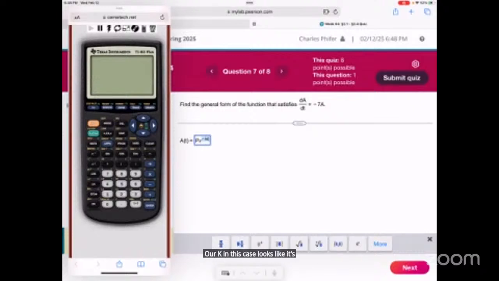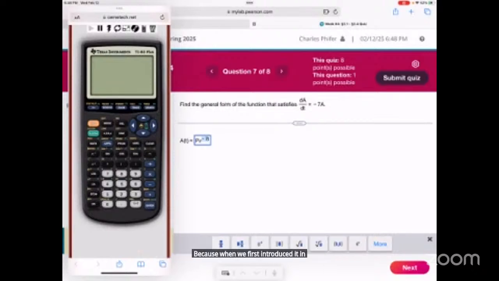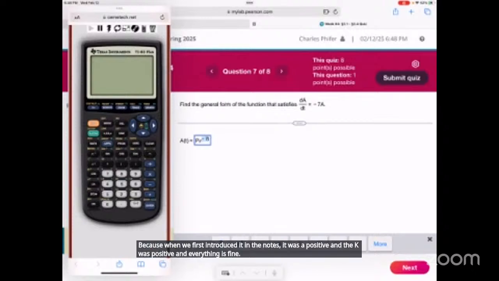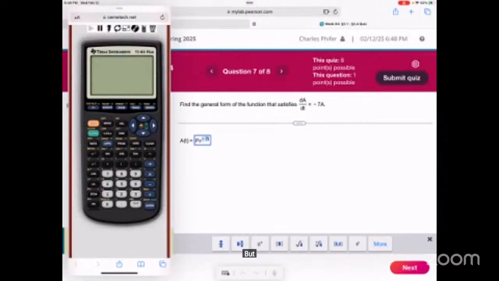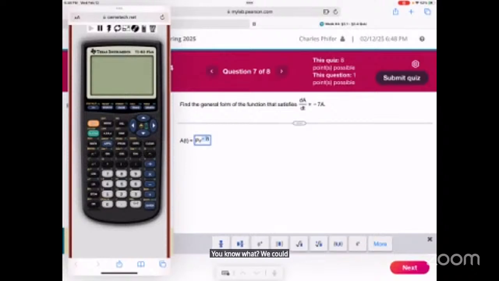I'm going to put a 7 here. I'm just kind of piggybacking off of how it showed up in the notes. When we first introduced it in the notes, it was positive and the k was positive, everything is fine. But the second time it showed up, it had a negative, like where it has the -7A up top. You know what? We can just take the derivative to make sure it works. I think the P is usually like a C.